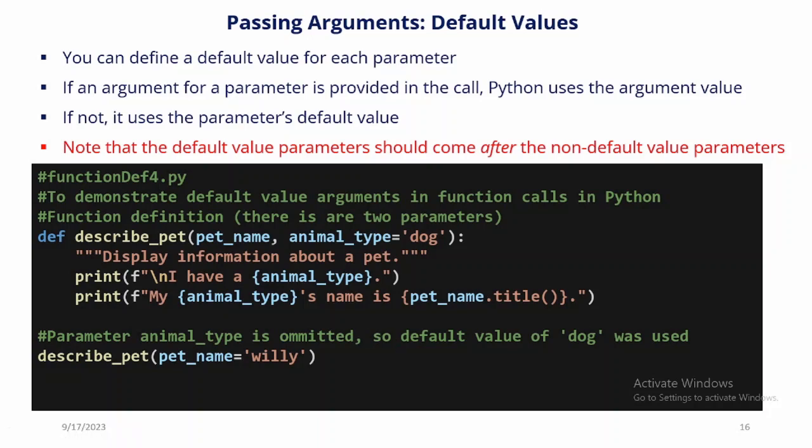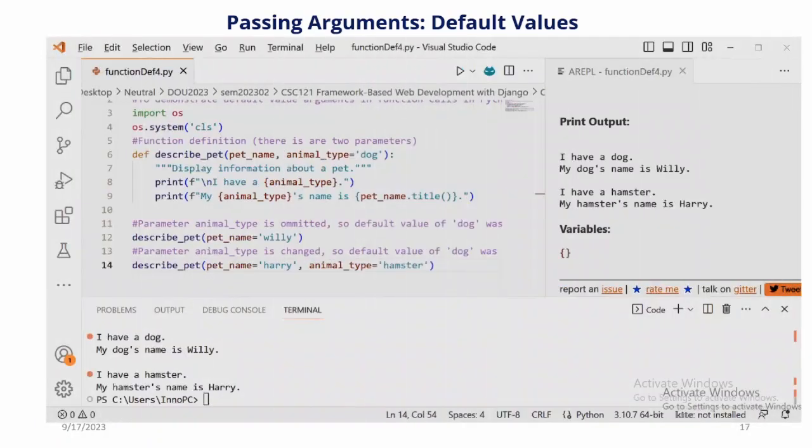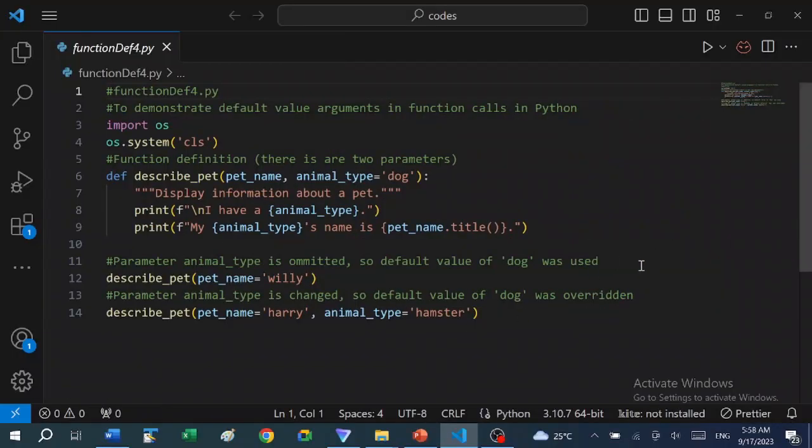So what if a user wants to override the default value of dog? You call it by putting a parameter there. Describe pet, pet name equal to Harry, animal type equal to hamster. And the output this time will be I have a hamster, my hamster's name is Harry. That's what you get when you run the program. So we are in function def4.